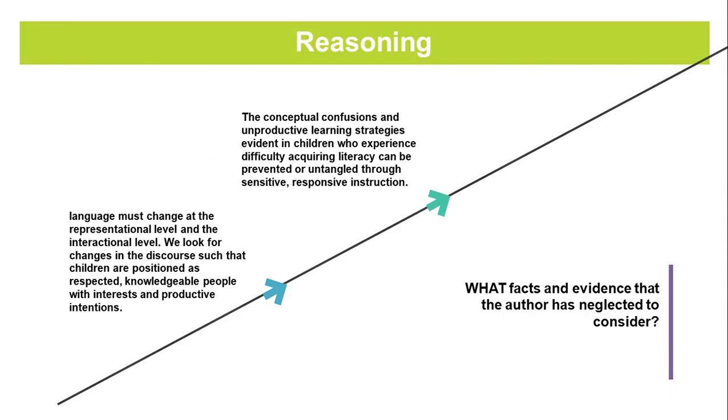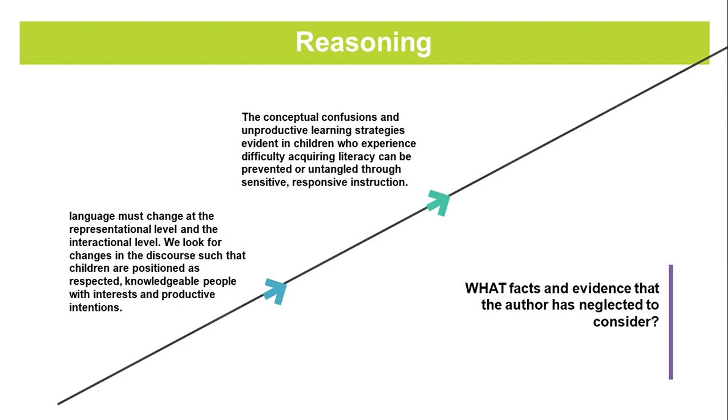Right, next is the second reasoning, but here is the fact and evidence that the author has neglected to consider. This part includes the argument or the evidence that is just there to make the argument stronger, but it's not explained more, or it's not focused on this evidence. So I have put two pieces of evidence here.